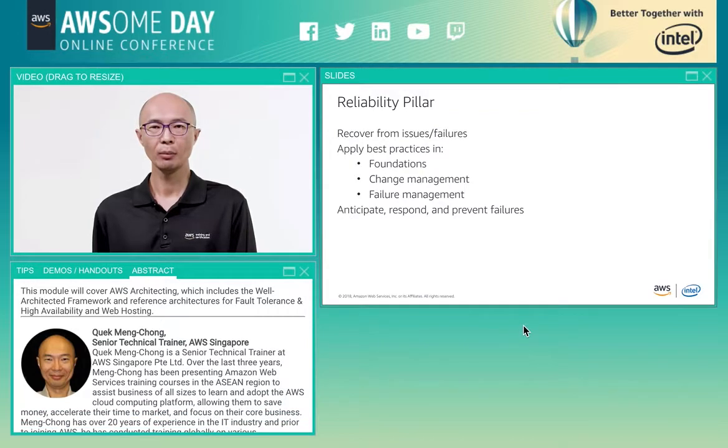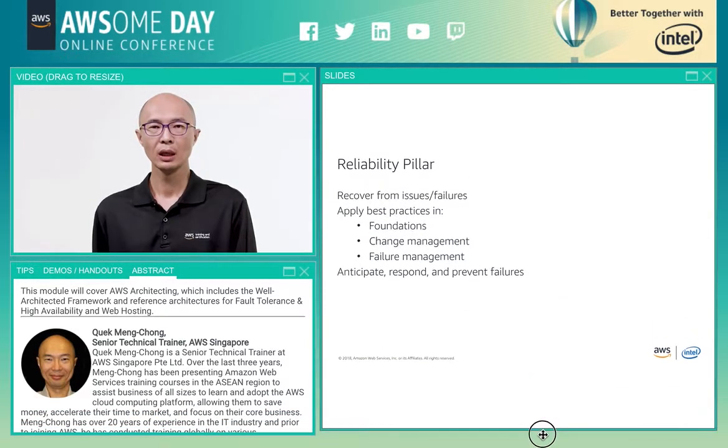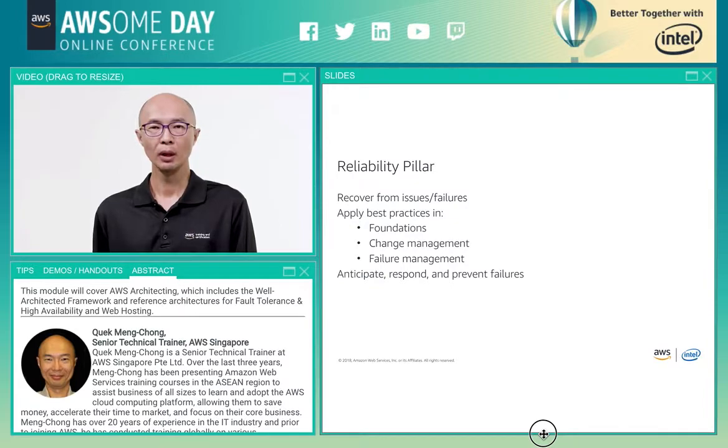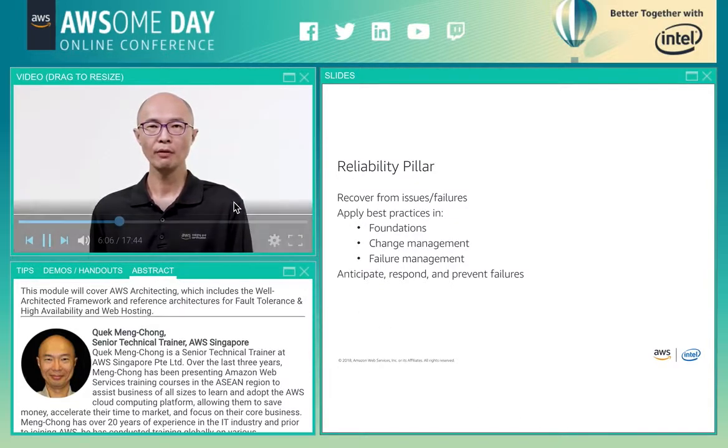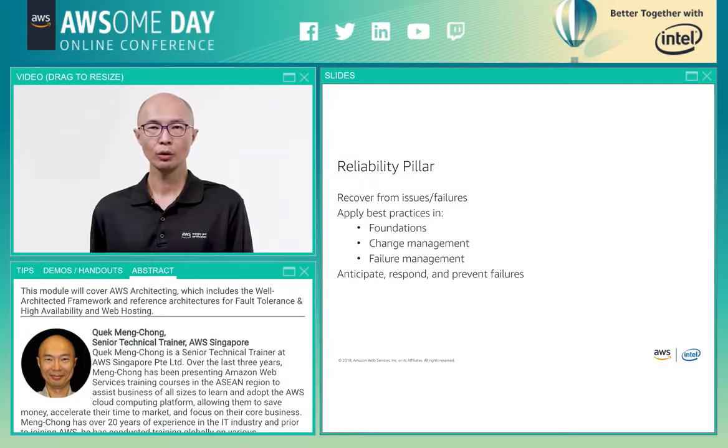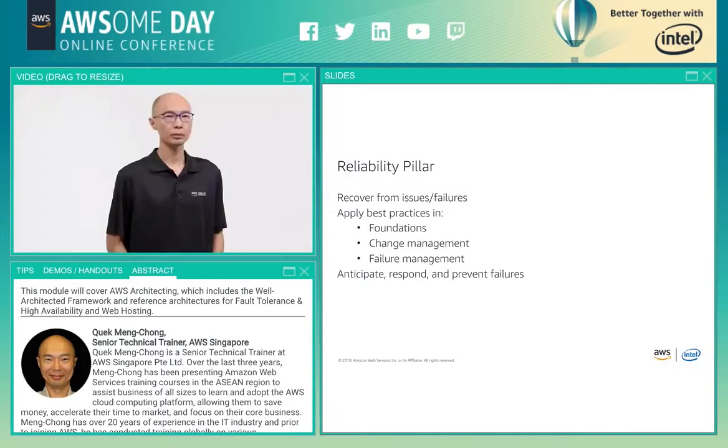The focus with the reliability pillar is that it encompasses the ability of a system to recover from infrastructure or service failures. It also focuses on the ability to dynamically acquire compute resources to meet demand and mitigate disruptions. The bottom line is that reliability is there to assist in the ability to recover from failures and meet demand.